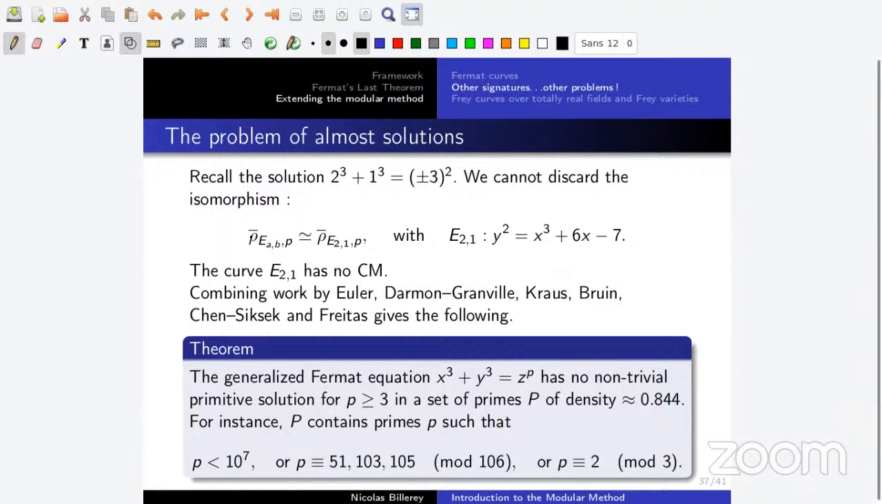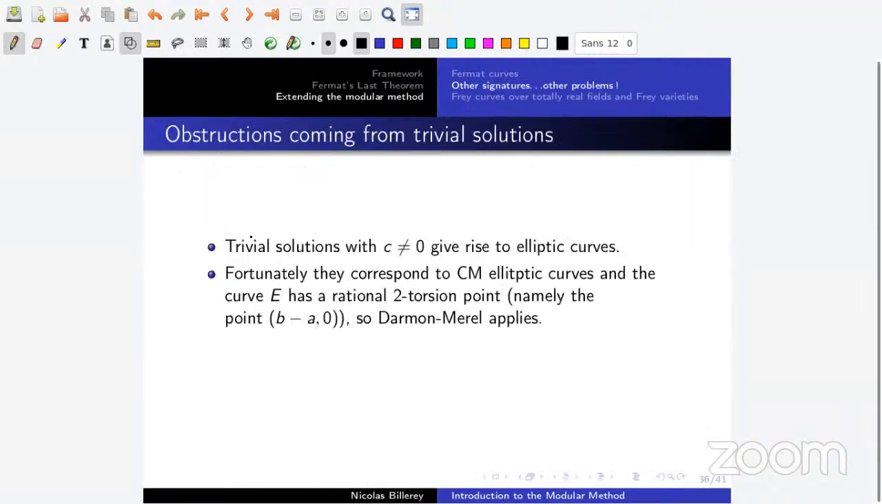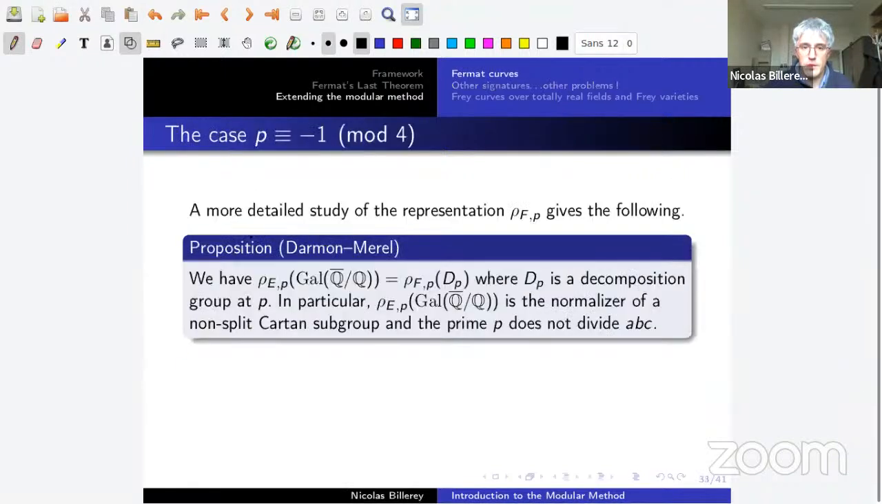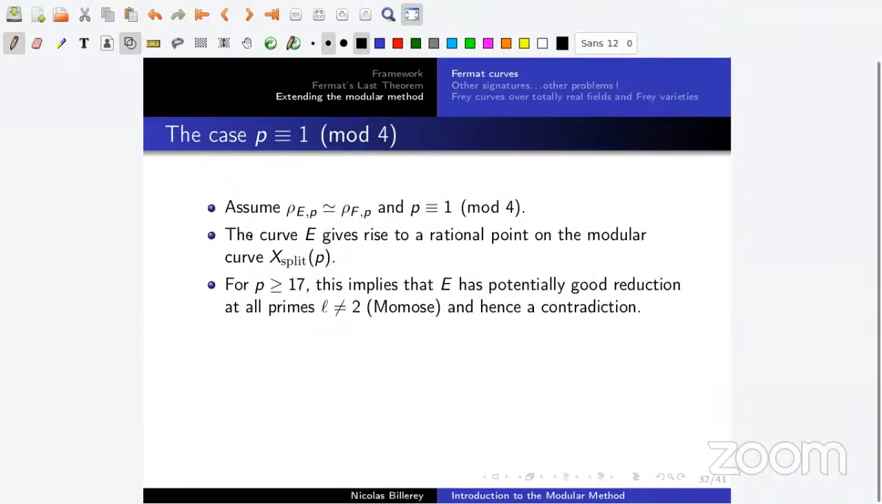I see. Okay. And the second question, you had classified the situation p congruent to 1 mod 4 and p congruent to minus 1 mod 4. I just wanted to know where that plays a role. I know Darmon and Merel use p congruent to minus 1 mod 4, but I just wanted to know where you exactly distinguish this case. Oh, that's because of the description of the image of the mod p representation attached to that specific curve F. So F is an elliptic curve over Q, quite explicit.